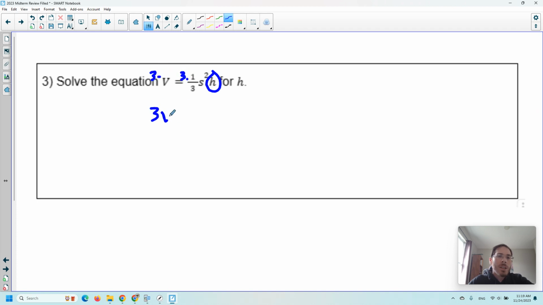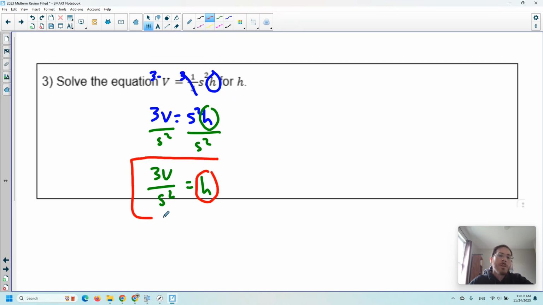So we get 3v equals s squared times h, because that's going to get rid of the 1/3. h is not by itself, so I'm going to divide both sides by s squared. So we get 3v over s squared equals h. And I can see since now the h is by itself, I'm done with the problem. That's all we want to do.